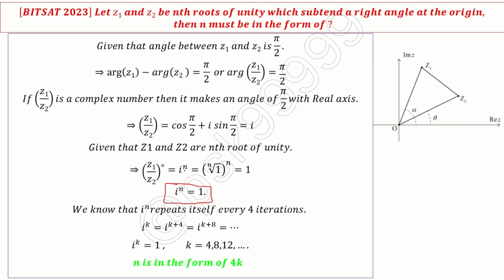N must be in the form of, what is the form of n? N has to be in the form of 4k. How? We know that i to the power of k equals i to the power of k plus 4, i to the power of k plus 8, and so on. Correct? And i to the power of k equals 1.